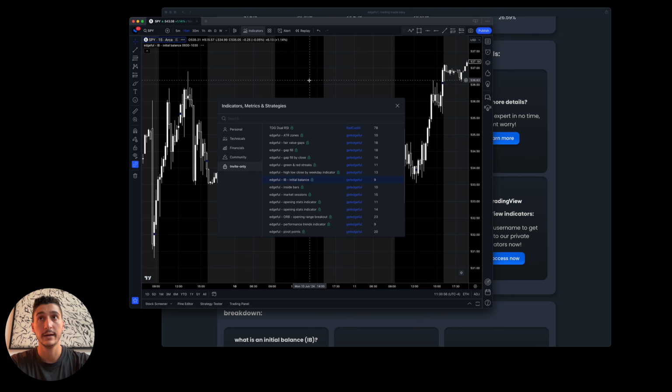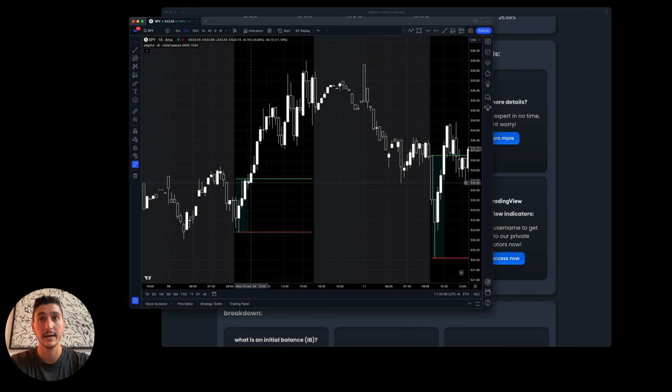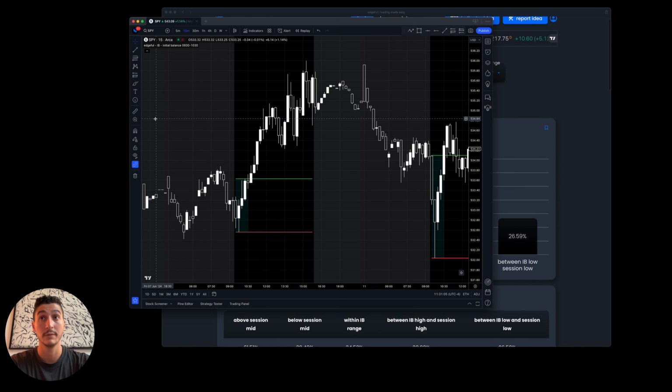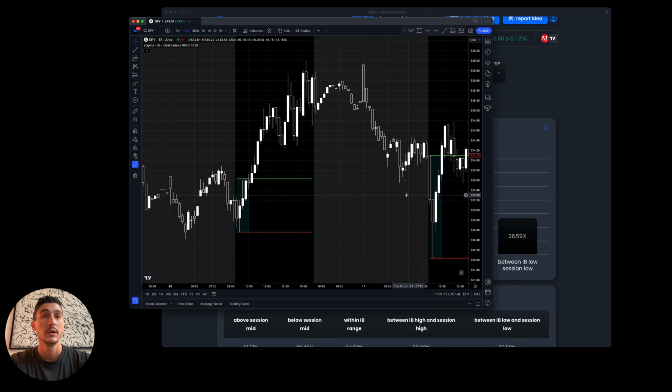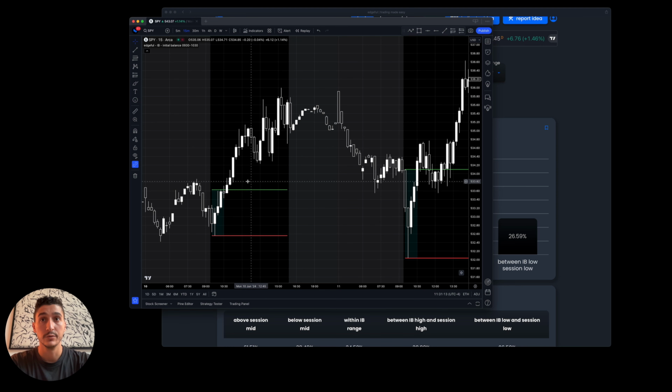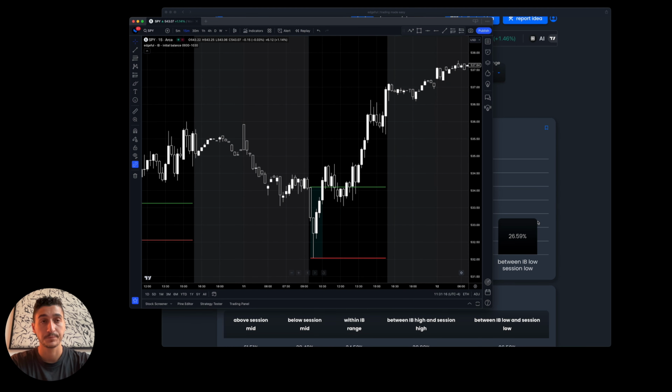I'm going to click on that, and that's going to mark out the high to the low of the first hour of trading. So that's what an initial balance is. It's the high to the low of the first hour of trading. So what this report is measuring is where does price close on the day relative to these two levels.